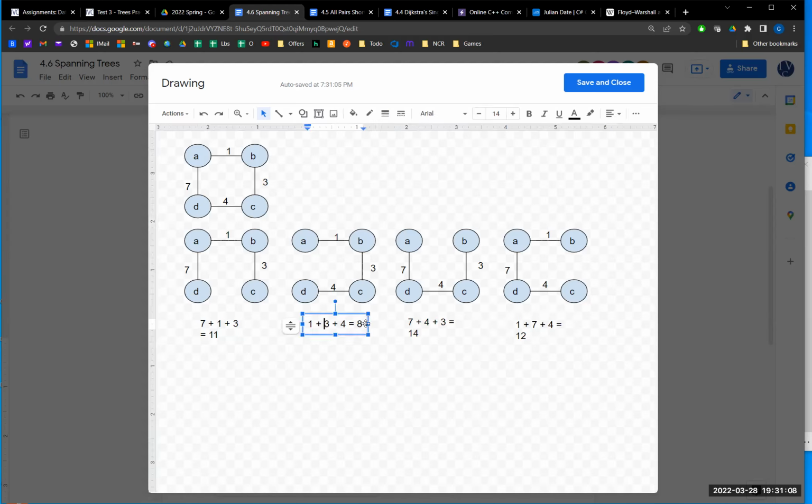All right, so this particular spanning tree is the minimum spanning tree because 8 is less than 11, 14, and 12. We achieved that by removing the edge with the highest cost. We had a choice between removing 1, 3, 4, and 7. In this particular spanning tree, we decided to remove the 7, and as such, that is what drove it to being the smallest spanning tree.